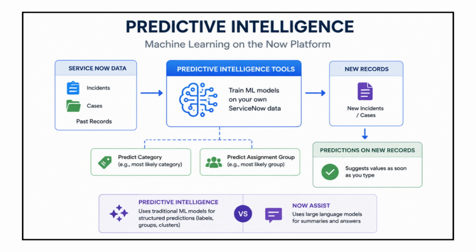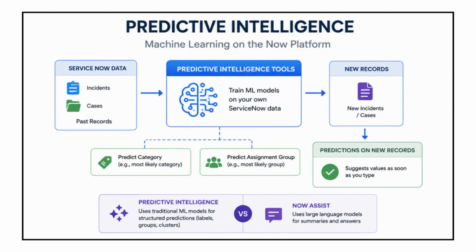Ladies and gentlemen, predictive intelligence is a set of tools on the Now platform that let you train machine learning models on your own ServiceNow data. These models are trained on past records like incidents or cases and then used to predict values on new records as they come in. For example, based on thousands of historical incidents, a model can suggest the most likely category and assignment group for a new incident as soon as you type the short description.